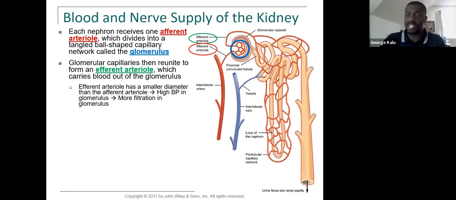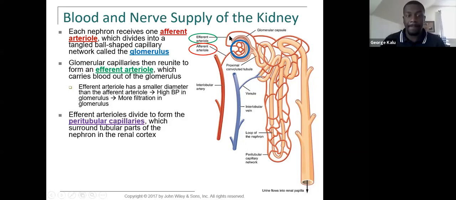And again, this will make more sense as we piece everything apart later on in the glomerulus part. So that's the efferent arteriole. That's where we're going to be exiting the nephron from. So you enter at the afferent arteriole, exit at the efferent arteriole. The efferent arterioles will then divide further into the peritubular capillaries, and so that's what we see down here.